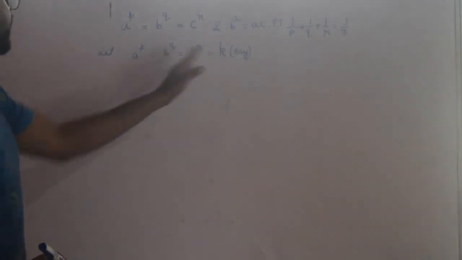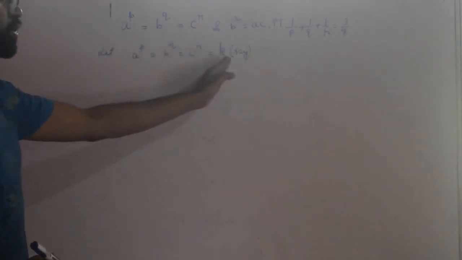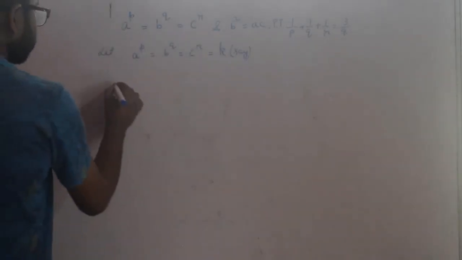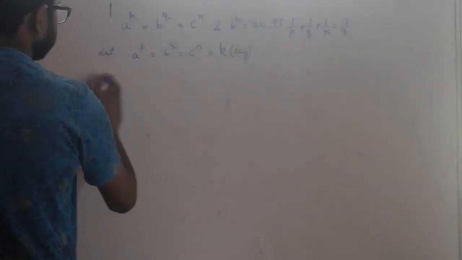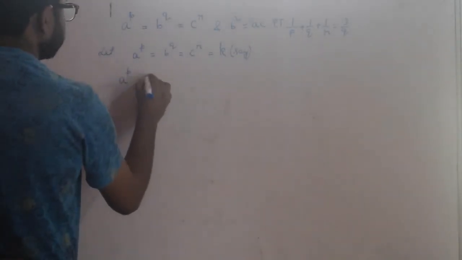Now this means that a to the power p is also equal to k, b to the power q is also equal to k, and c to the power r is also equal to k. So that means, no need to write in place, a to the power p equal to k.